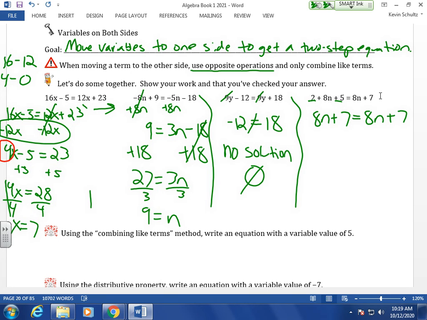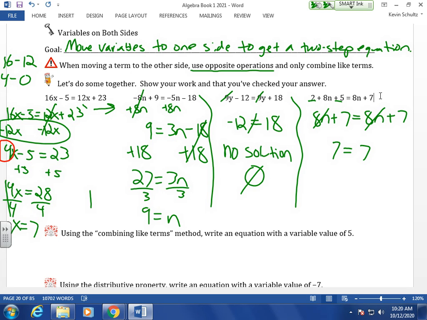Because we have the same number of n's on both sides, we can go ahead and cancel those out, right? 8n minus 8n, you move it over, you're going to end up with 0. That leaves us with 7 equals 7. Is that true or false? True. Which means that any value you plug in for n is going to make this equation true.